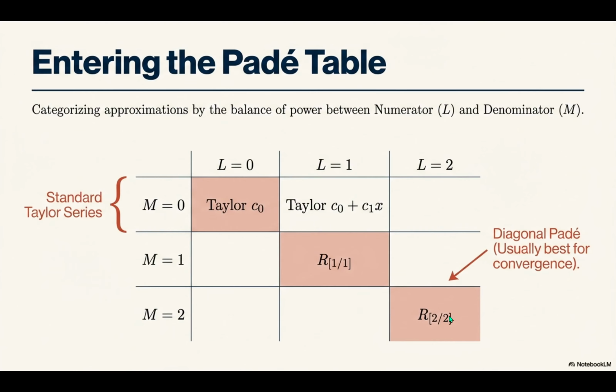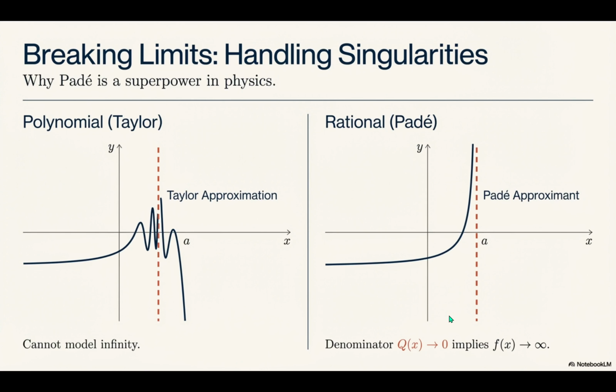So why do we do this? Why add the complexity of division? We hinted at it, but let's get into the physics. Why does Padé win in the real world? It comes back to the superpower, handling singularities.